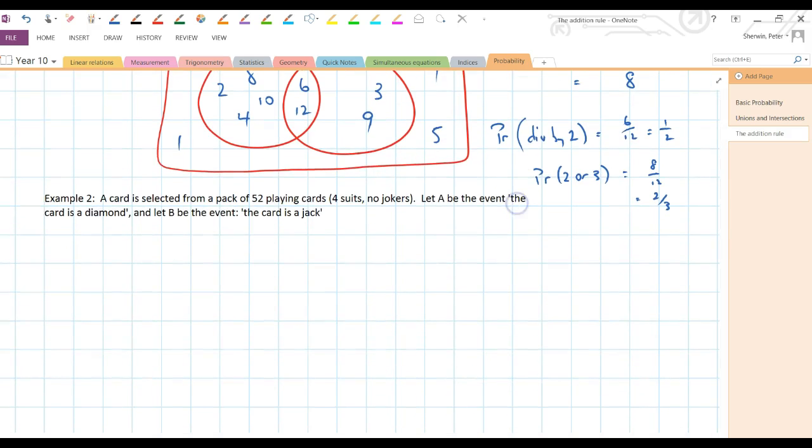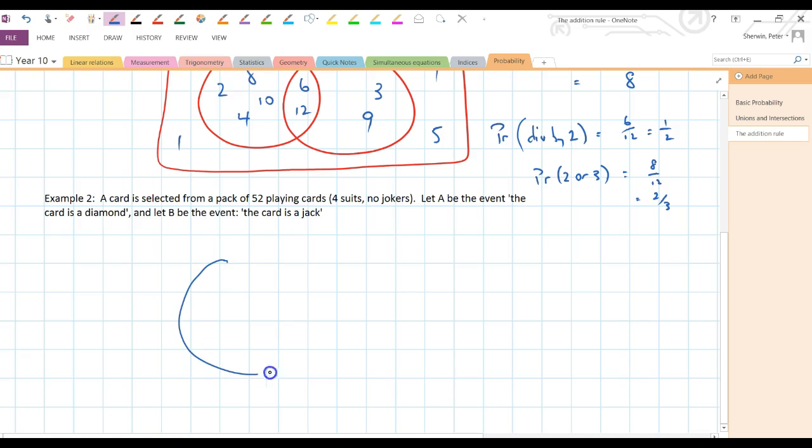Okay, let's go to another example here. This is from the textbook. A card is selected from a pack of 52 playing cards. So there's 4 suits of 13 in each. Let A be the event the card is a diamond, and B be the event the card is a jack. Okay, so that's the setup. Now we're obviously going to have some stuff in the middle, aren't we?